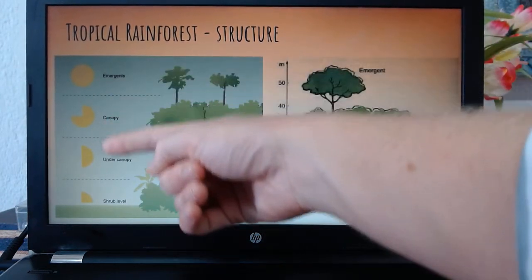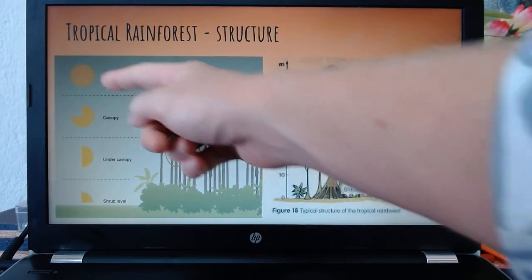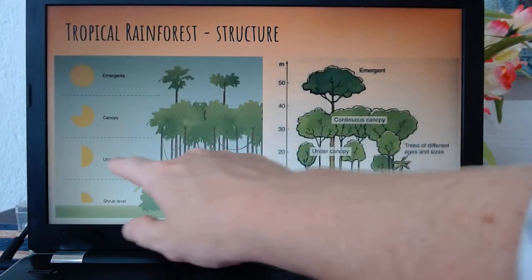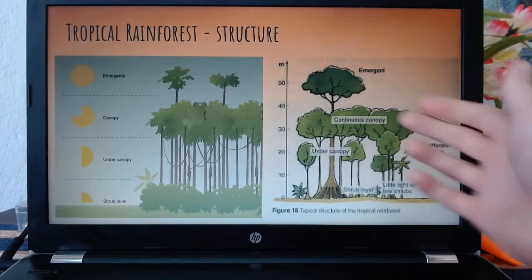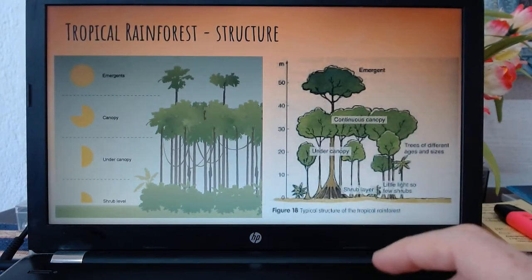The yellow circles here represent how much sunlight they get. So the emergent layer gets the most, the canopy gets a lot, under canopy less, shrub layer very little. All right, again, there's something similar in this little diagram here.